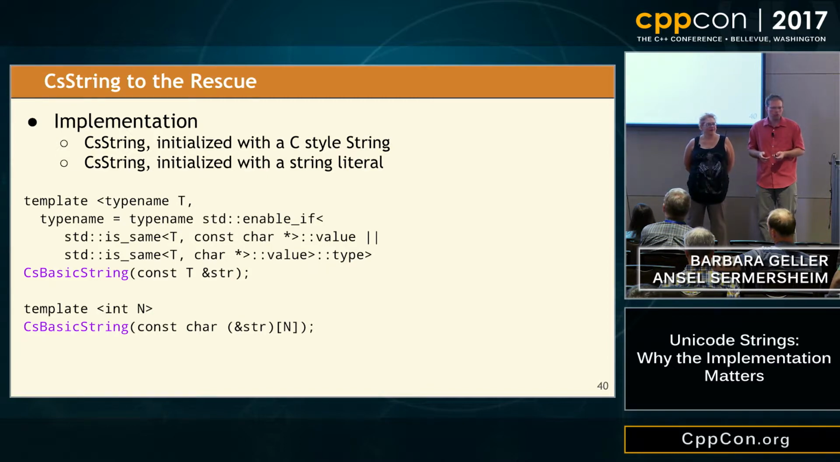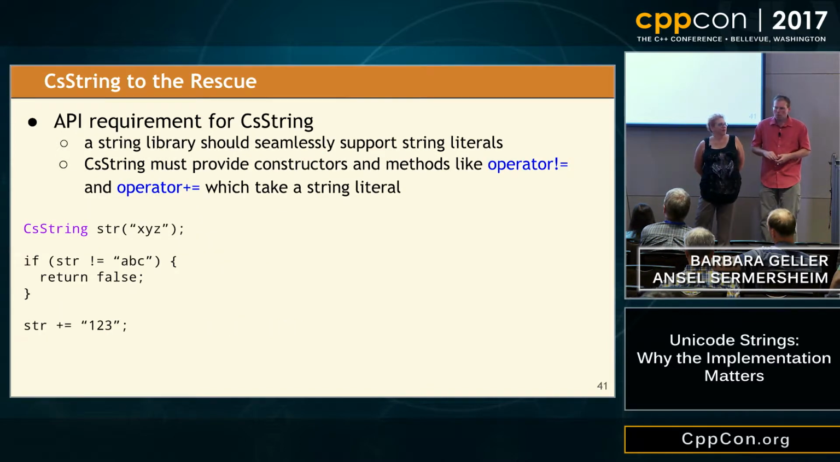Well, why do we do this? Because we had an API requirement for CS string: string literals are really important for API quality. If you can't use string literals in your code when you're manipulating strings, it becomes very difficult to read because you have constructor calls or conversions littering anything that works with strings.